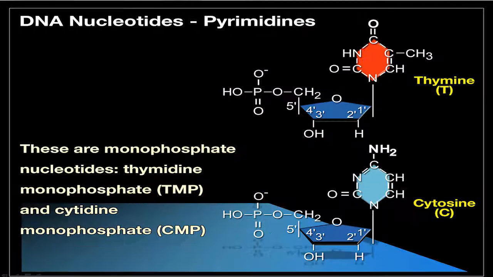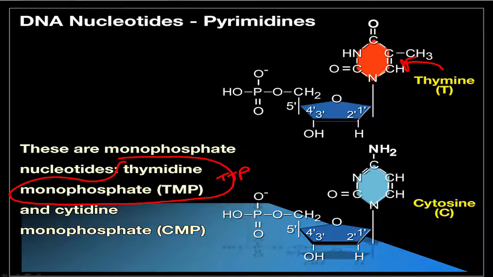Now that we get the idea, we can look at the pyrimidines and probably not go into quite as much detail. So the base thymine, here it is, has one ring only. That's why it's a pyrimidine. And since there's only one phosphate group here, this would be thymidine monophosphate, or TMP. The triphosphate form of it would be TTP, or of course dTTP if we want to be very specific.